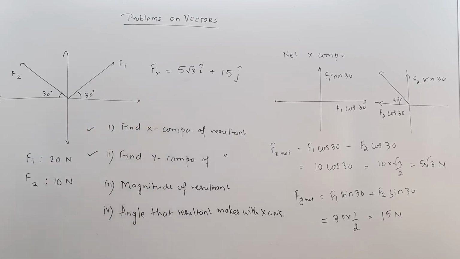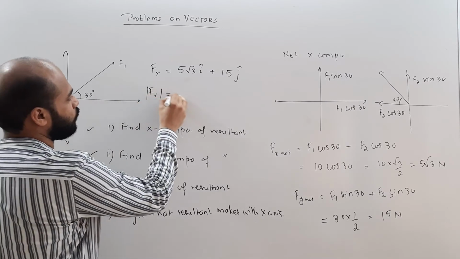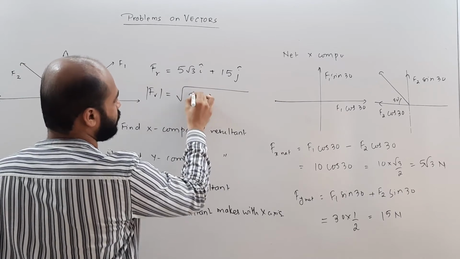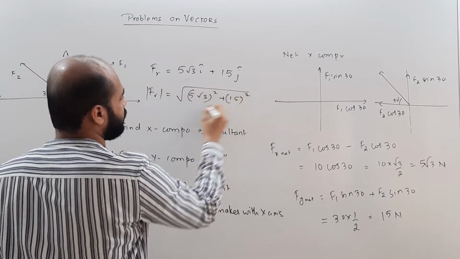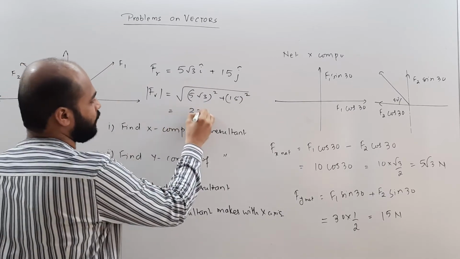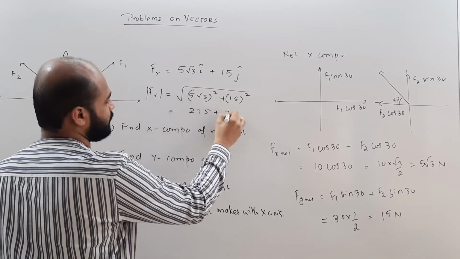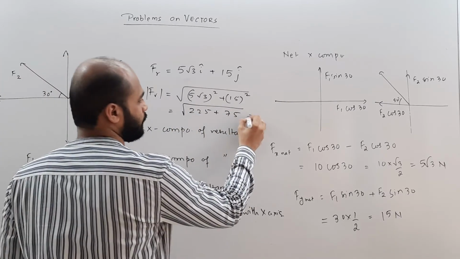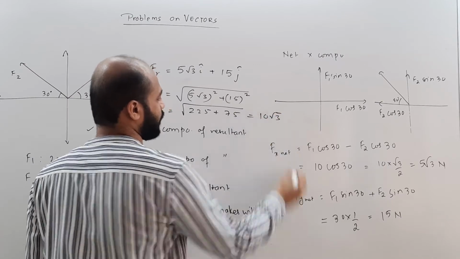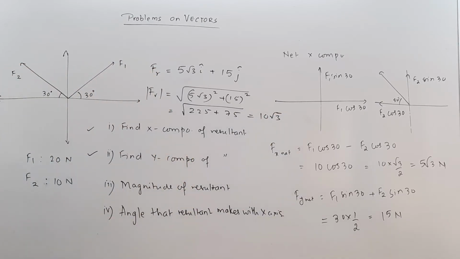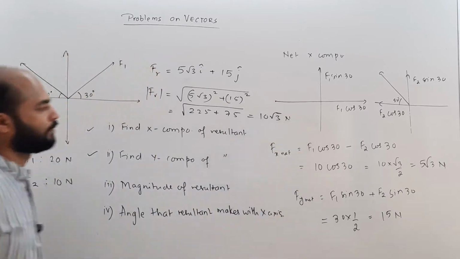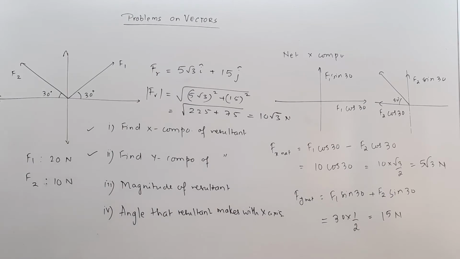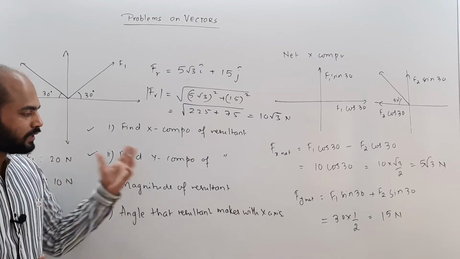So you can clearly see that we have written the vector form of this resultant, and the magnitude of this is simply going to be root over of 5 root 3 the whole square plus 15 square, which ultimately comes as 225 plus 75. So root 300 is nothing but 10 root 3. So this is the magnitude of this resultant. And now is the final question, wherein we have to find the angle between this resultant and the x-axis.